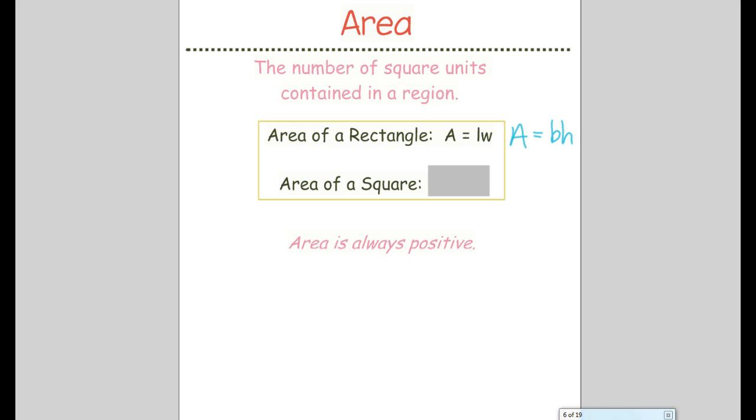Because the thing about it is, with a rectangle, when I say length and width, I don't know which one's the length and which one's the width. I can interchange those. But when I say base and height, the base is the one at the bottom and the height is the altitude. So base and height you can't get mixed up, whereas length and width you can. So that's the pros and cons to those.